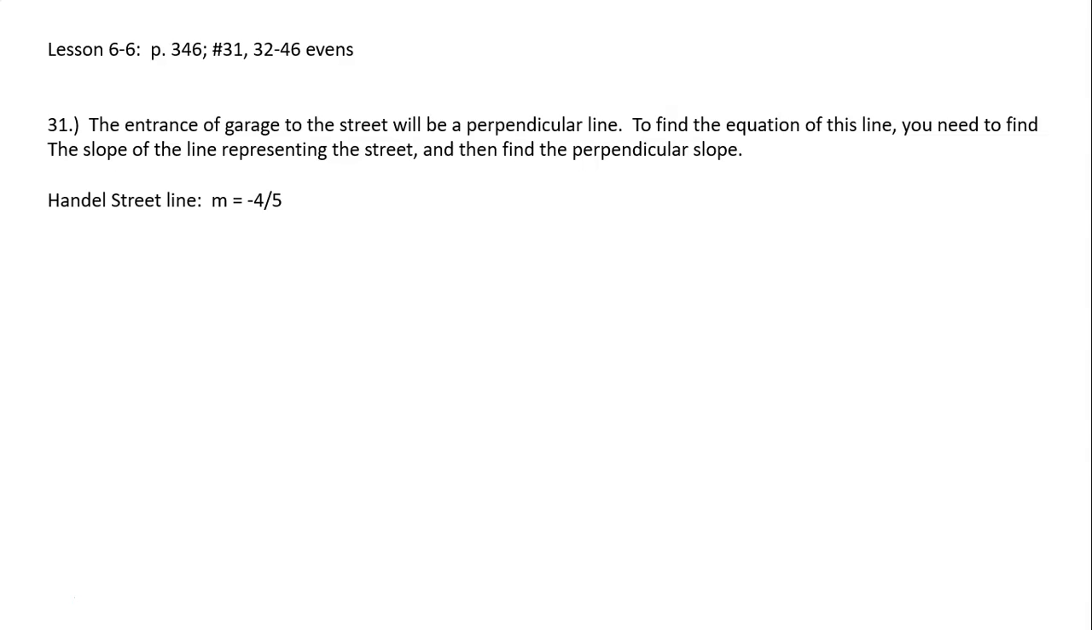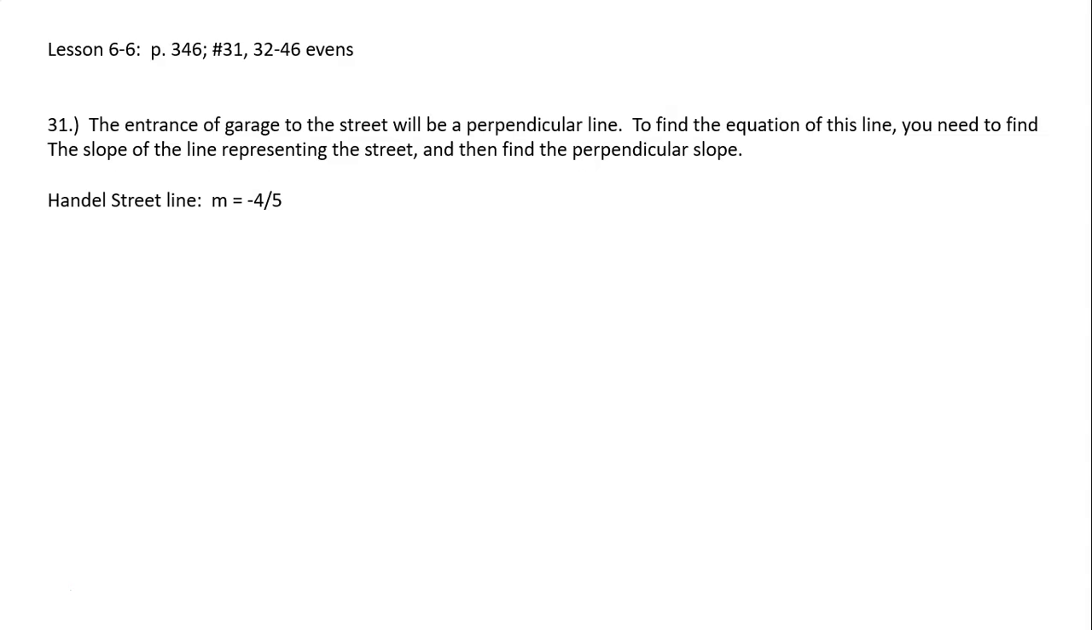the first thing we need to know is what the slope of the line is that represents the street, because we know that lines that are perpendicular have slopes that are negative reciprocals of one another. So if we know the slope of the street, then we will also automatically know the slope of the line perpendicular to the street. So we can see there that Handel Street has a slope of negative 4/5. And you can determine this by picking 2 points and using rise over run, or you can use the slope formula.